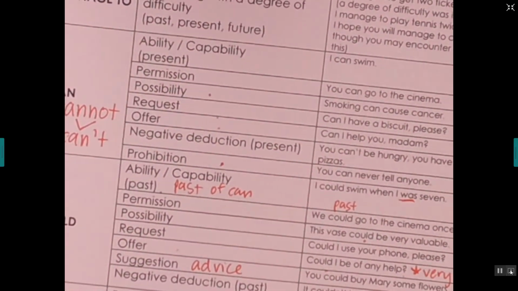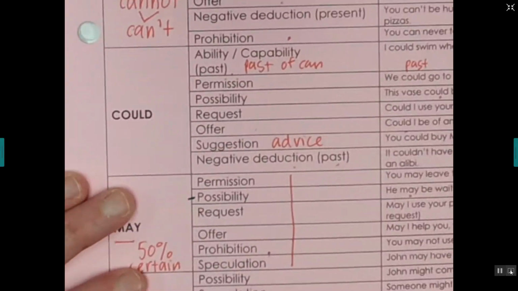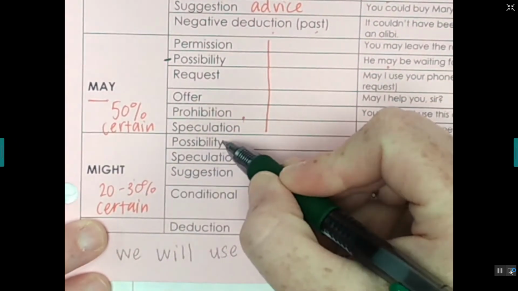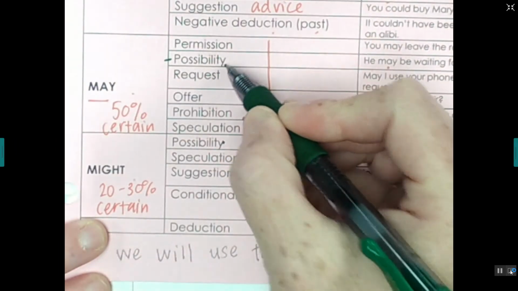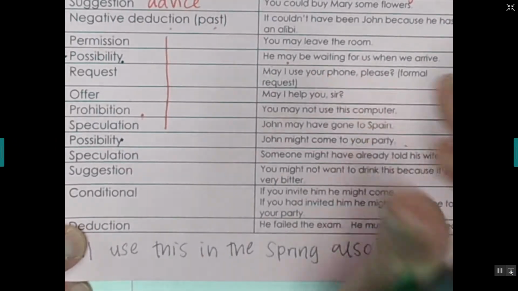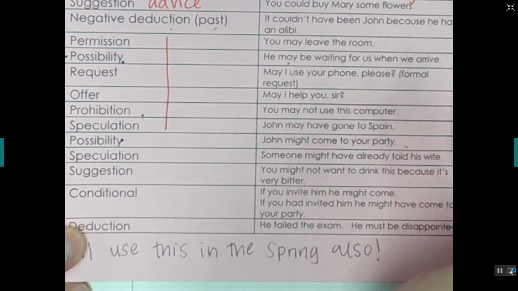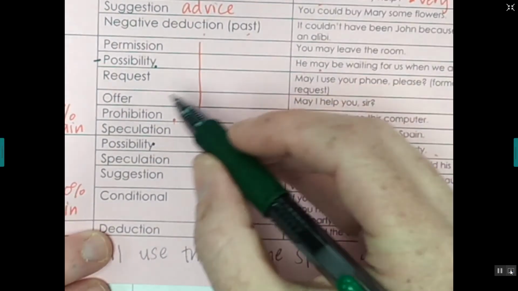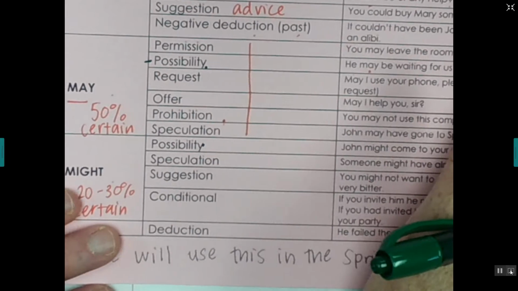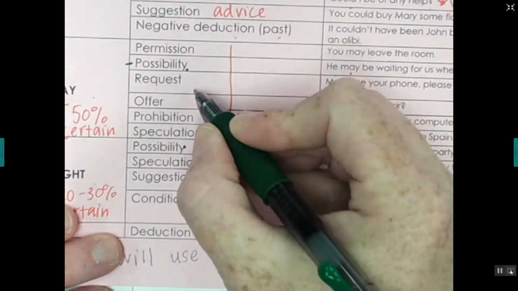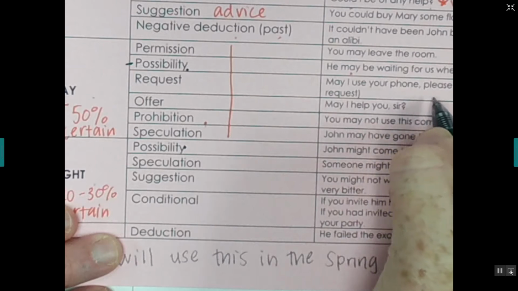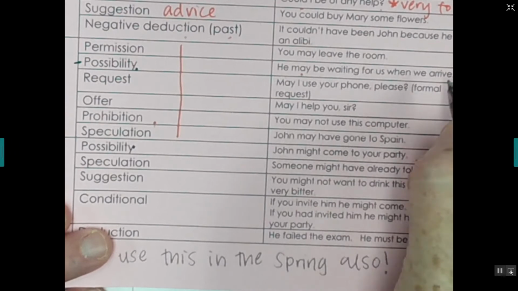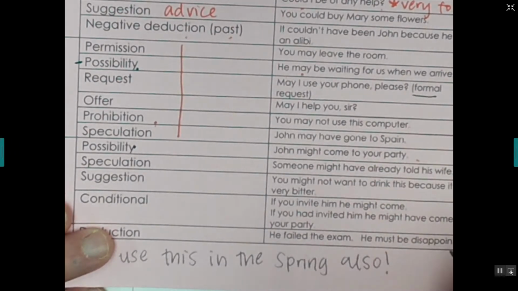All right. Possibility. This is the one both might and may have possibilities. But this one is like 50-50. He may be waiting for us when we arrive. So maybe, right? Like possibly yes, possibly no, but it's 50-50 that he may be waiting for us when you arrive. Okay, a request. May I use your phone, please? When you're asking, it's formal. So you can see right here, it's a formal request, all right? May I use your phone?